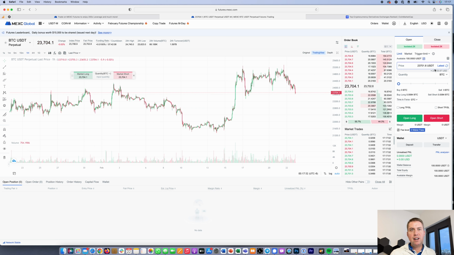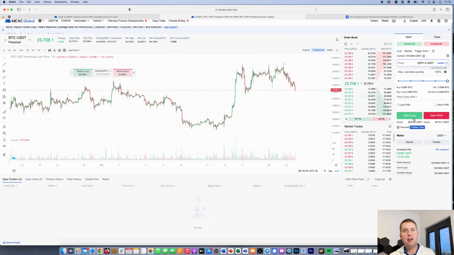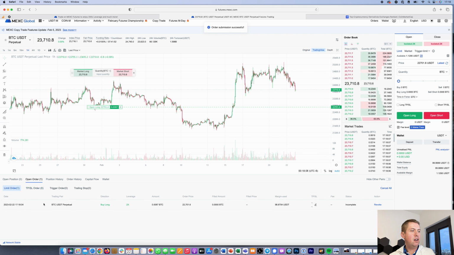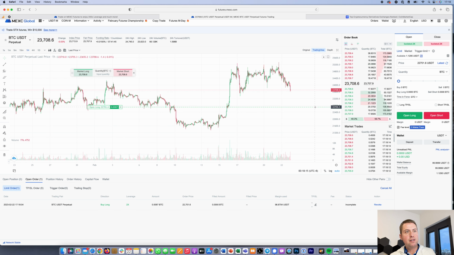A limit order is a bit more complicated. So the Bitcoin price right now is at $23,700 US, and you can basically say, okay, if the price drops $1,000, you want to invest all your money into Bitcoin, then you click open a long, and it basically opens an order here and writes something in the order book, and the order will stay here until that price is reached. However, if the price will never be reached, the order will stay there forever. But of course, you can cancel it anytime if you click on revoke here.